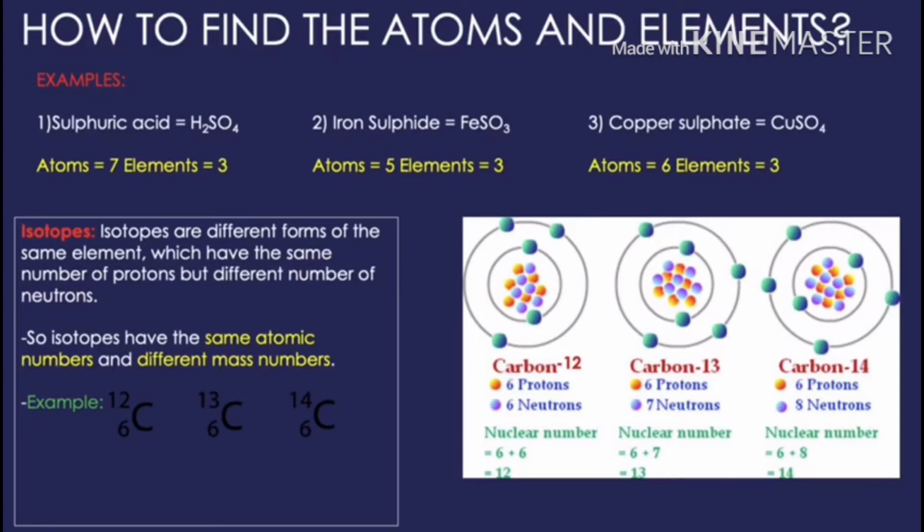The next part of this slide explains the definition of isotopes, which is also required in the syllabus. So isotopes are different forms of the same element, which have the same number of protons but a different number of neutrons. This means isotopes have the same atomic number but different mass numbers. Let's look at an example. We have carbon here. There's carbon 12, carbon 13, carbon 14. If you have a look, the atomic numbers are all the same. It's 6, 6, and 6. However, the mass numbers are different. Therefore, the number of neutrons will also be different.